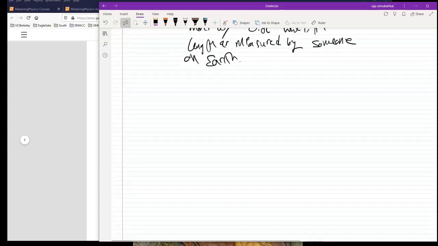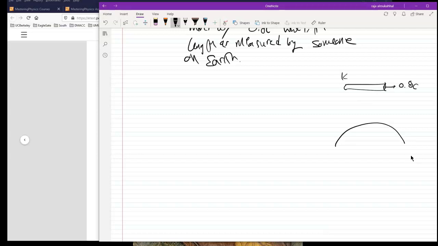Here's a picture. Here is the Earth right here. Here's the rod moving with very high velocity, 0.8 c. So what is the new length here? The guy here is looking at it with his meter stick, or whatever he wants to use to measure the length of the rod. This is LP as measured by somebody here. Now, what is the length of the rod as measured by him?